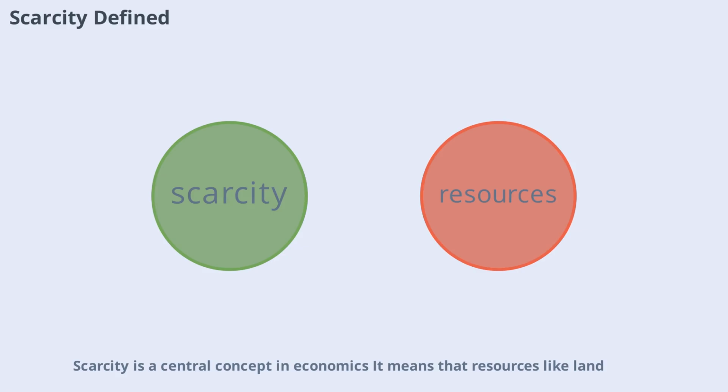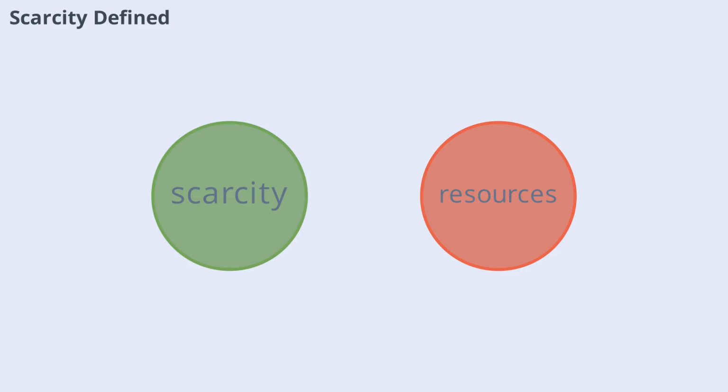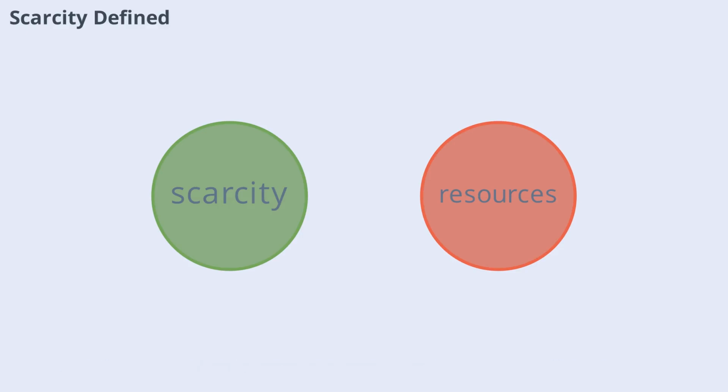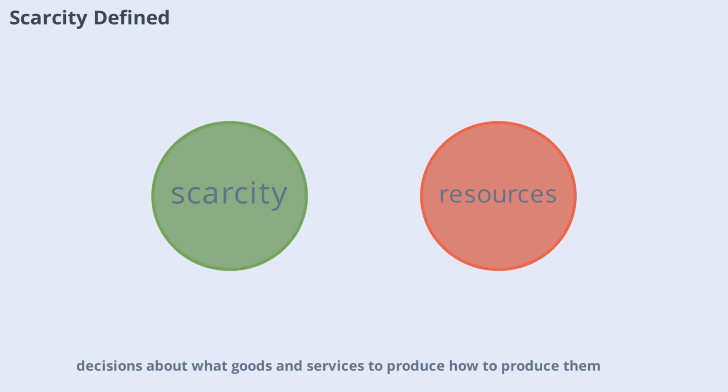Scarcity is a central concept in economics. It means that resources like land, labor, and capital are limited, while human wants are virtually unlimited. Because of this, societies must make choices about how to allocate these resources efficiently. Scarcity forces us to prioritize and make decisions about what goods and services to produce, how to produce them, and for whom they should be produced. These decisions shape the structure of any economic system and influence the daily lives of everyone in society.